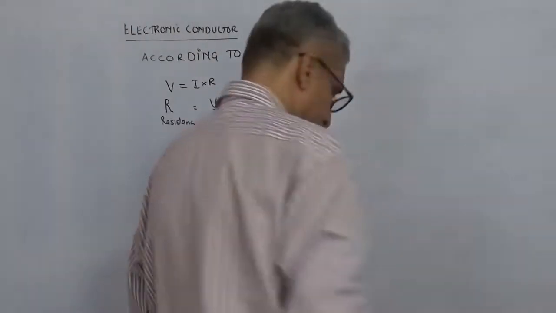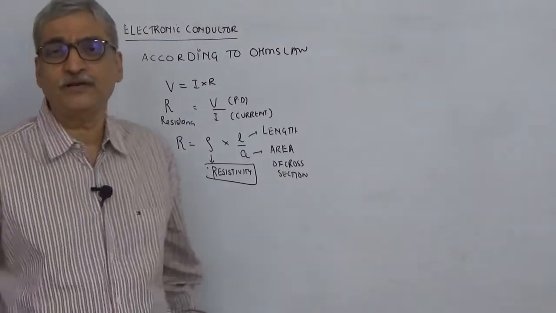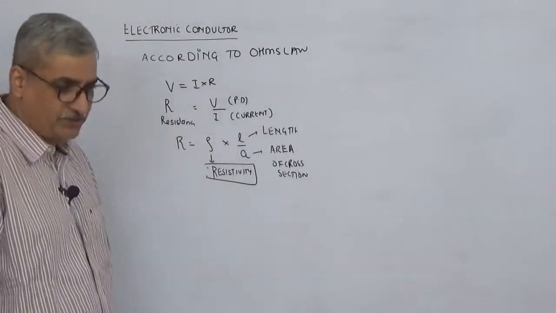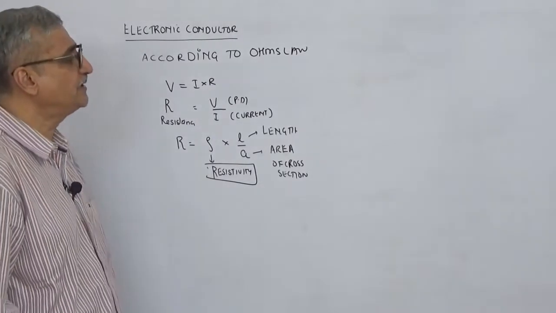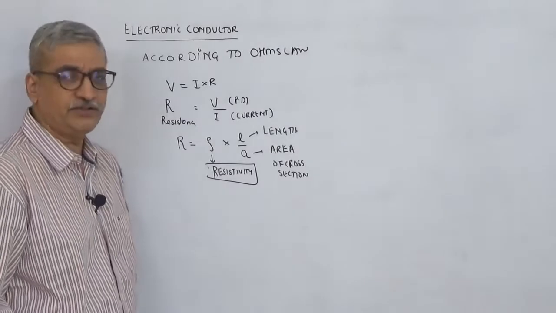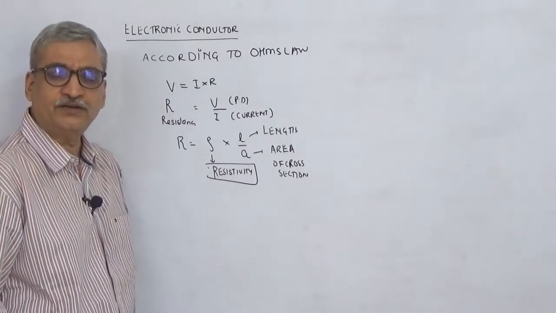Now see, we are starting today, we are still on electronic conductor. So in an electronic conductor, the conduction takes place because of movement of electrons. Conduction takes place because of movement of electrons.